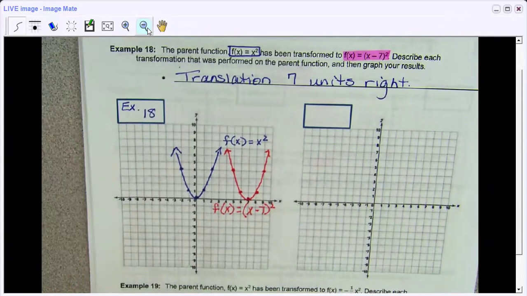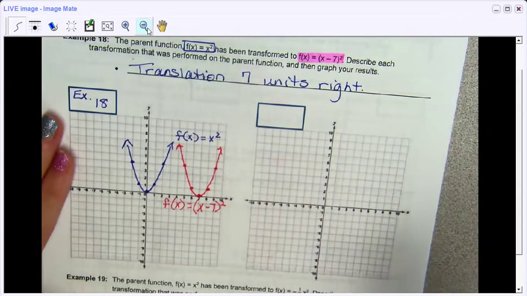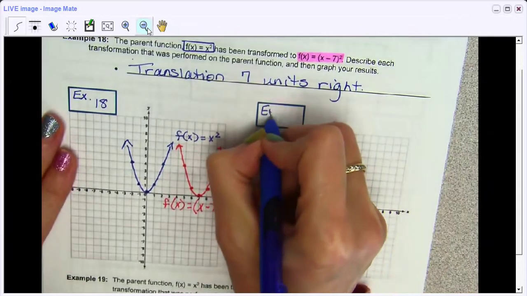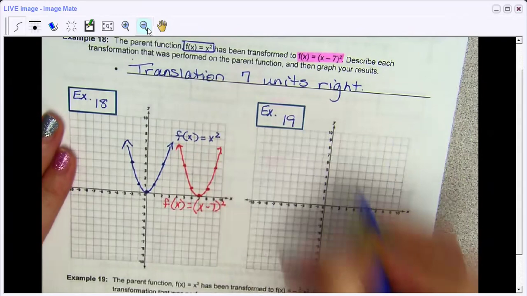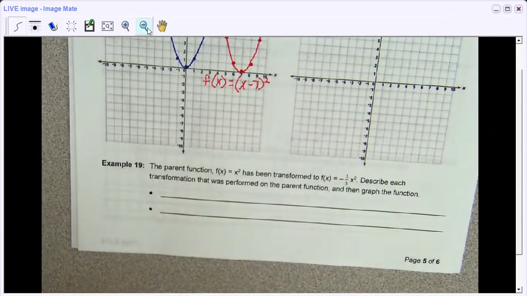Okay. Questions about that? All right. Let's go ahead and move to example 19. Okay. And let's read that. It says the parent function has been transformed to -1/3 x squared. Describe each transformation that was performed on the parent function in the graph.